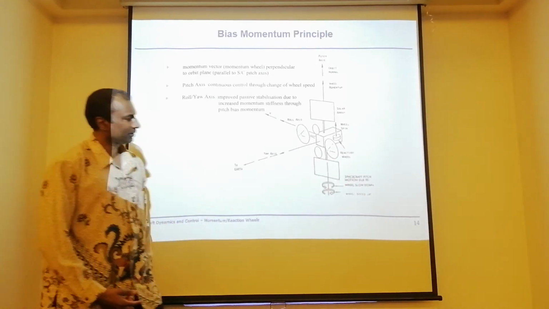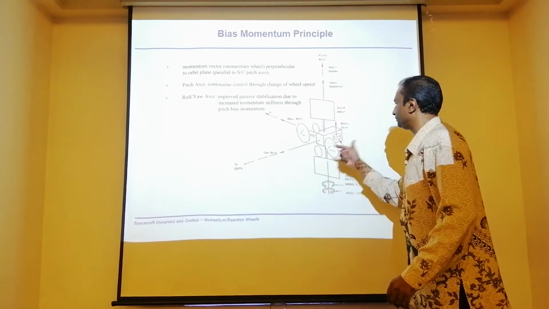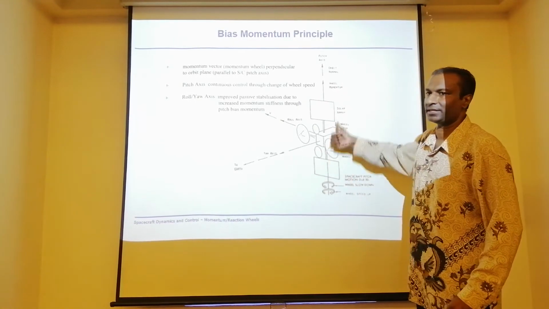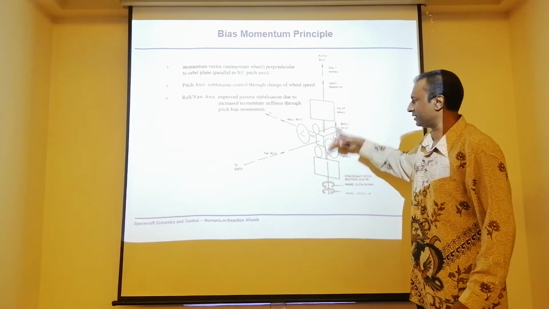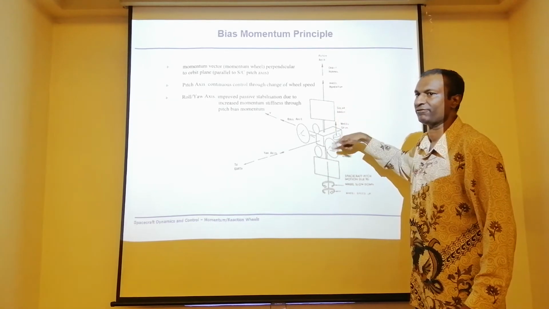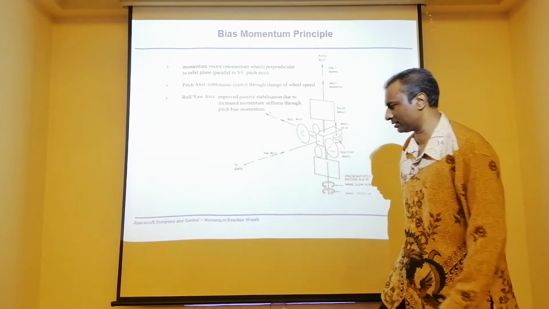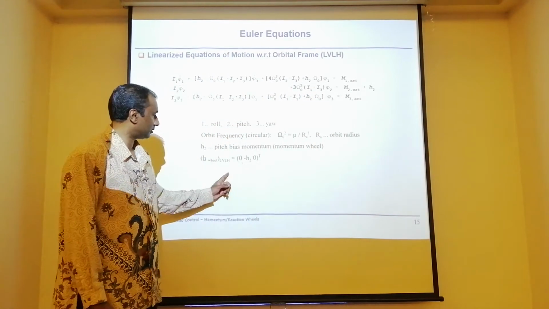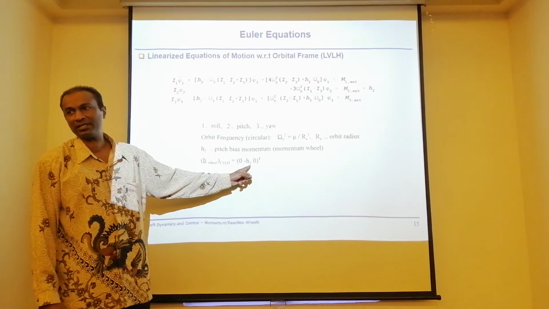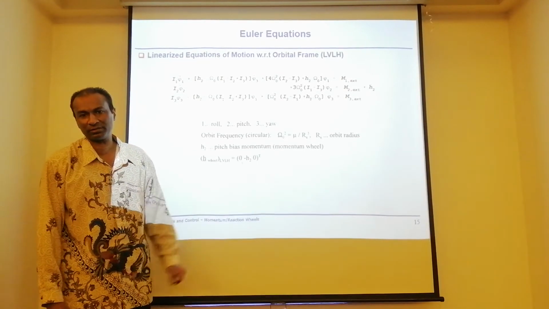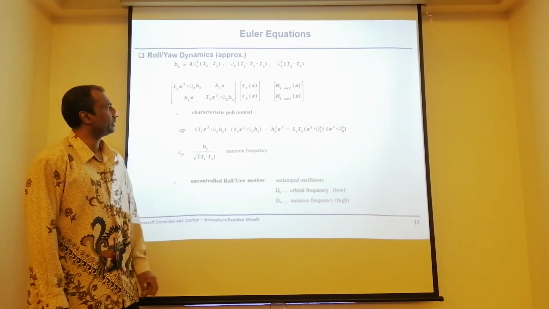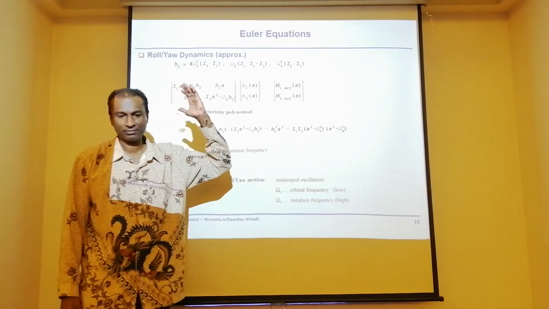When you are rotating this way, for example, okay, when you are rotating, your bias momentum is basically in this direction, the vector. But for local vertical, local horizontal, because your pitch is down, so your bias momentum is basically negative of that. So therefore, the actual local vertical, local horizontal system, actually it is a 0, 0, negative H transpose.